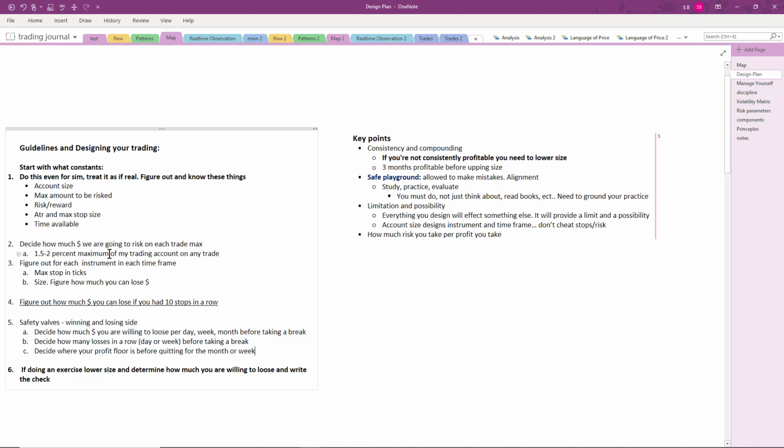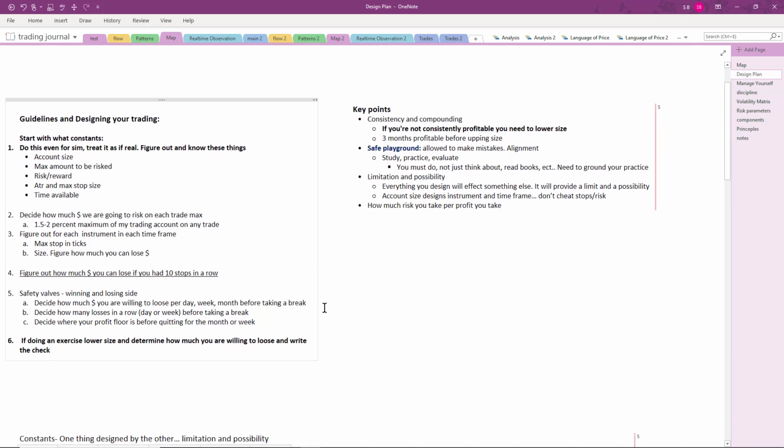Don't try and make your fortune this month. It's not about that. You want to set up a safe playground for you to learn. Put it at 0.5%. Give yourself a little room. Earn your right to up your size from 0.5%. Get a couple months, then you up it. Then you up it. Then you up it. You want to build nice, slow, and steady. Build a nice foundation for your trading.